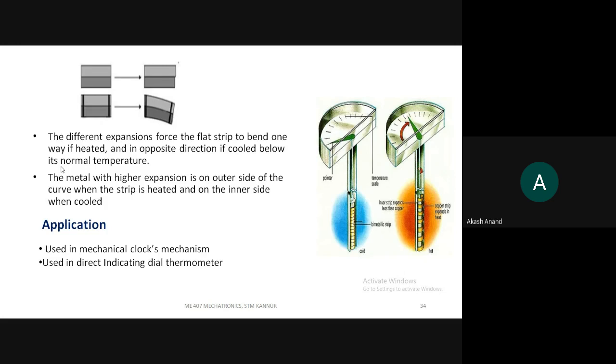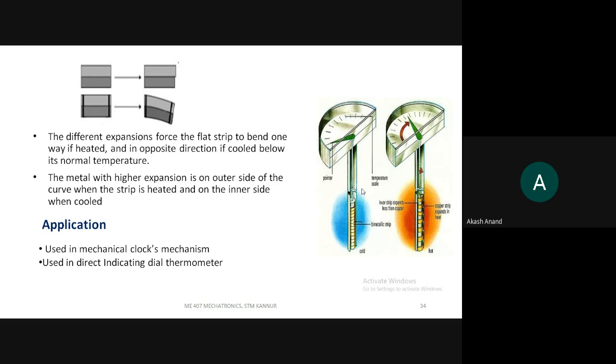That is how it is connected to a mechanical dial like this, and it will show the temperature. And the applications are: it is used in mechanical clocks for correcting the time error due to temperature. That is, in the summer season, the temperature will be comparatively high. And the second application is that it is used in direct indicating dial thermometers.